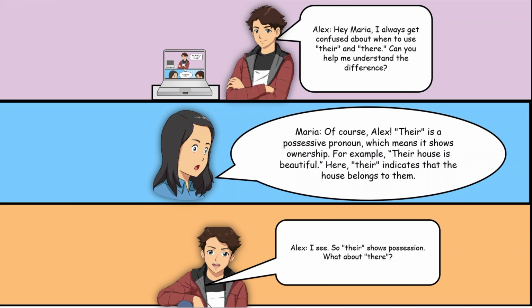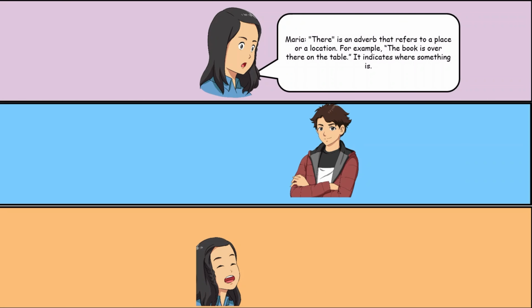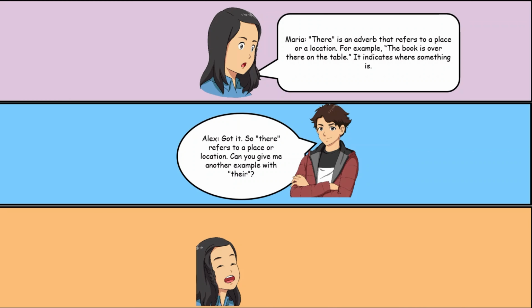I see. So their shows possession. What about there? THERE is an adverb that refers to a place or a location. For example, the book is over there on the table. It indicates where something is. Got it. THERE refers to a place or location.